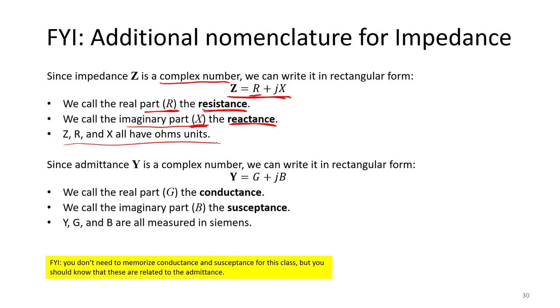And if you ever find yourself working with admittance, remember admittance is the inverse of impedance, and there are some analogous terms. The real part, G, is our conductance, the same as the conductance of a DC circuit. The imaginary part, B, is our susceptance. And just like conductance in a DC circuit, admittance is measured in Siemens. For the purposes of this class, we primarily deal with impedance and we don't usually work with admittance, but it's included here for your reference.